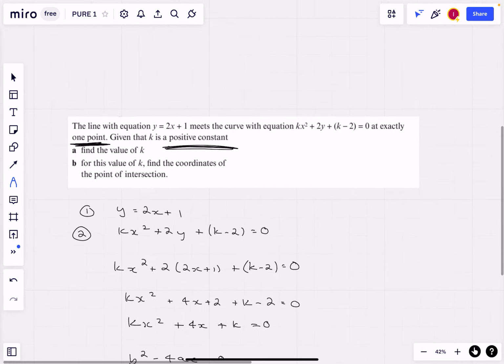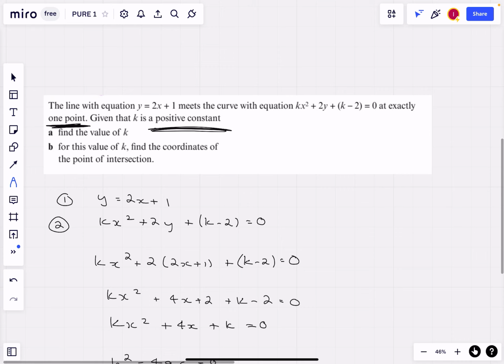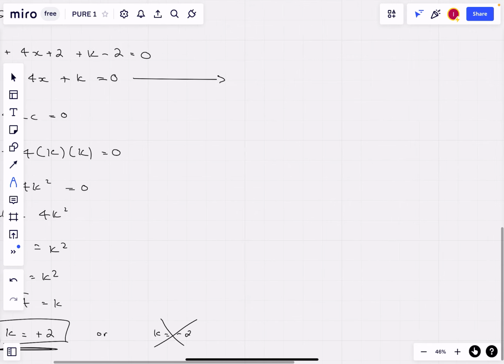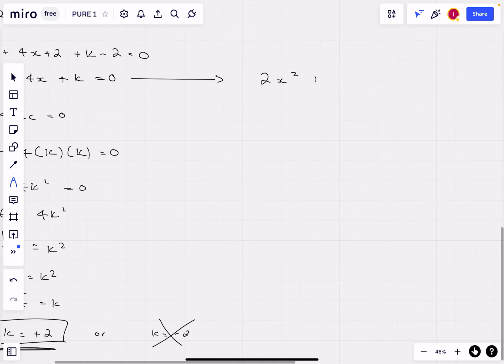Okay. It says, for this value of k, find the coordinates of the point of intersection. Right, so what we do is we take it from here, because that's when we've combined our simultaneous equations. We've worked out that k is equal to positive 2. So 2x squared plus 4x plus 2 equals 0. And now you just want to solve. So, can you solve that for me, please?